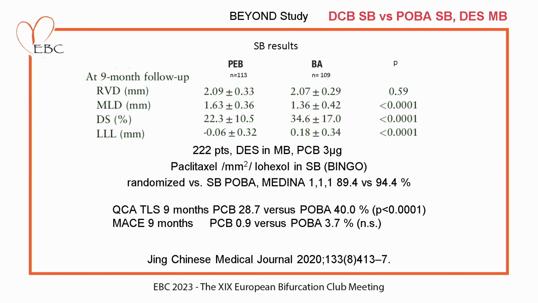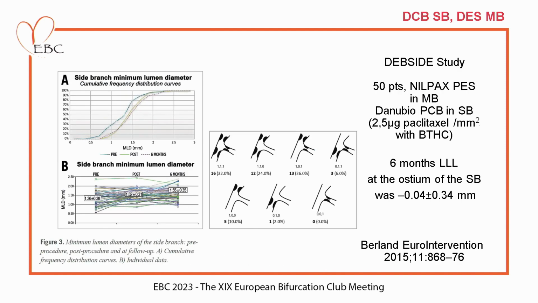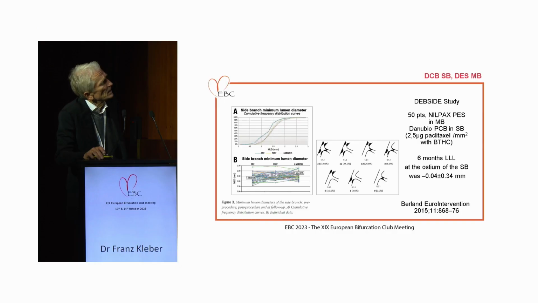You see diameter stenosis 22 versus 34, late loss here for the first time a minus late loss, so a late lumen enlargement in the side branch versus 0.18. And then we have the DEBSIDE study with a dedicated bifurcation stent, the NIRPAC stent, and the DCB in the side branch. And again here, a negative late loss of 0.04. So this goes basically through the studies, as you see.